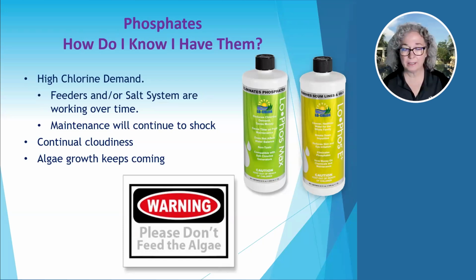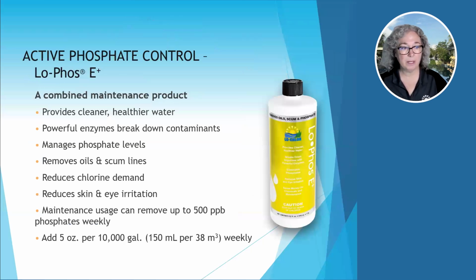Low Phos Max is exactly what it says, max. It's going to do the maximum it can to drop the phosphates in your pool water, depending on the gallonage and the phosphate level. But we also have a nice maintenance dosage, Low Phos E+. Low Phos E+ provides cleaner and healthier water. It has a powerful enzyme that breaks down the organics, and it manages your phosphate levels.